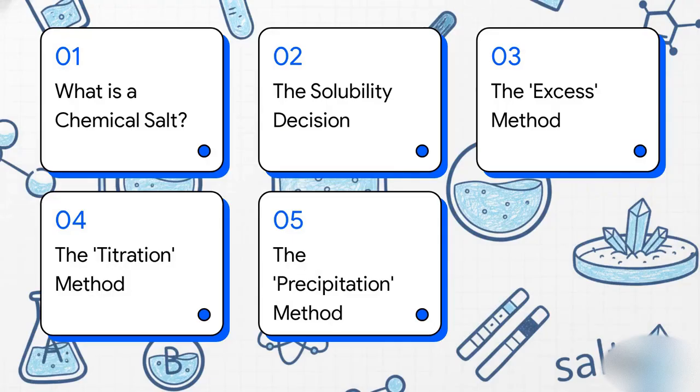All right, here's our game plan. We'll start with the absolute basics. What is a chemical salt anyway? Then we'll hit the single most important decision a chemist has to make. From there, that choice will take us down a few different paths where we'll explore 3 key lab techniques: the excess, titration, and precipitation methods.